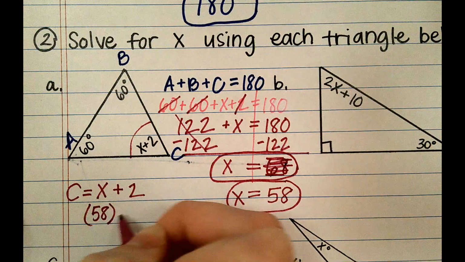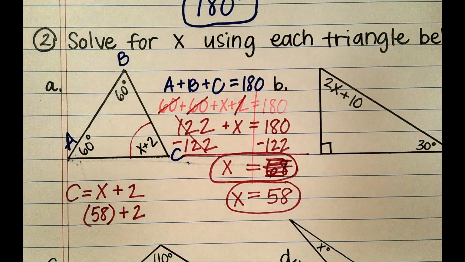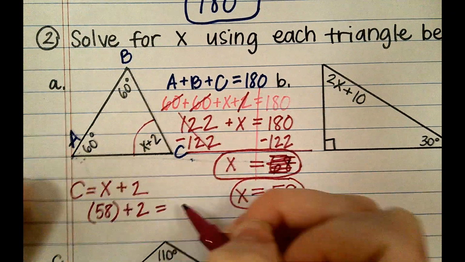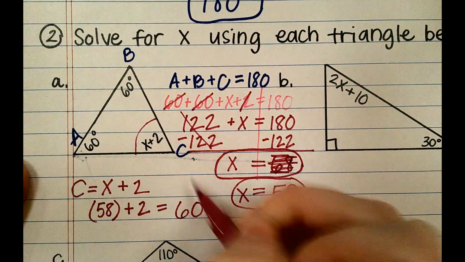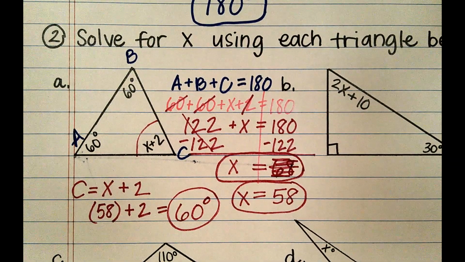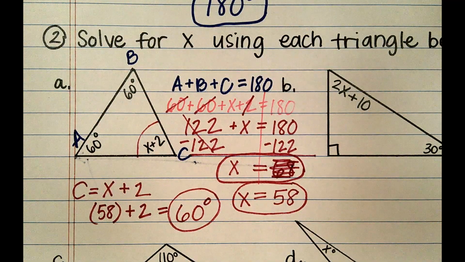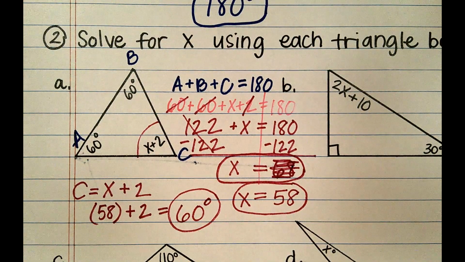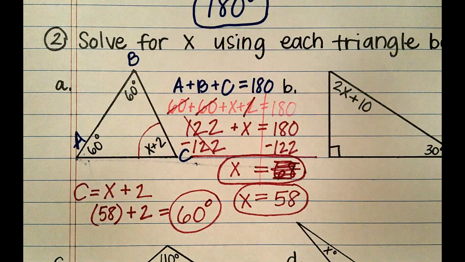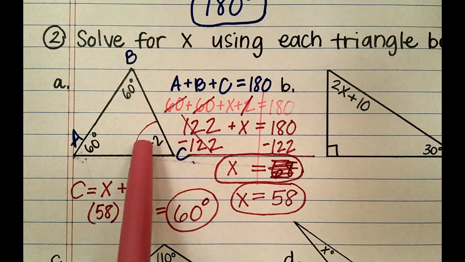You want to know something? I have 58 written down on my paper already. So you already have it. That's okay. So you are actually correct. The angle C is 60 degrees, but X is 58. So you just went one step further. Makes sense. Okay, so that's A. X is 58, and the missing angle is 60 degrees. Very good.